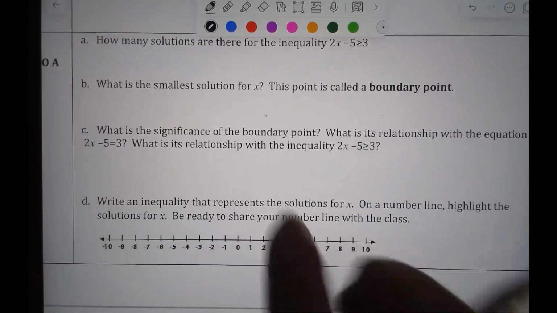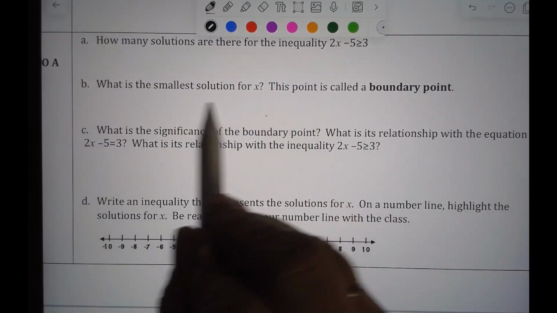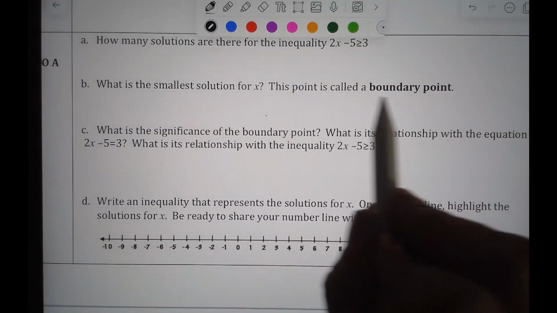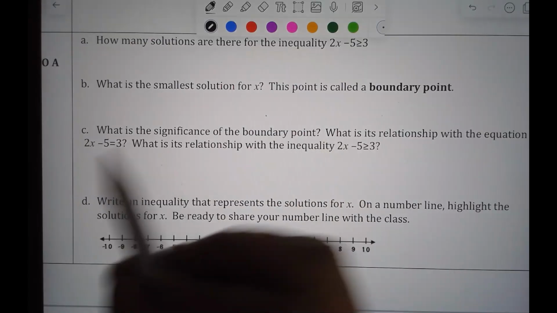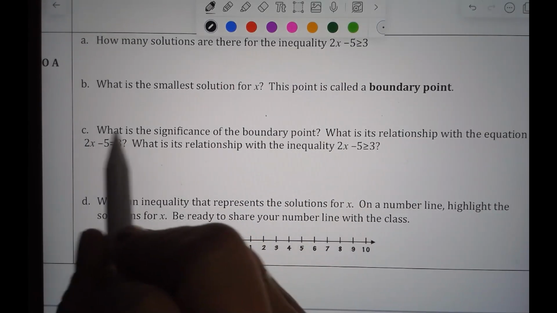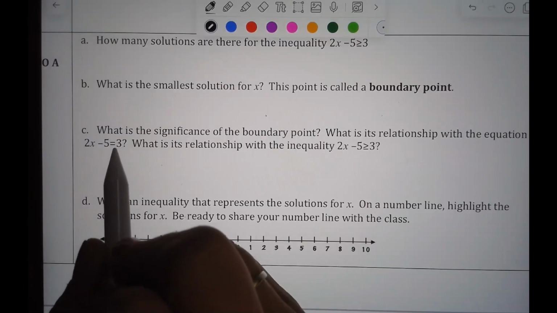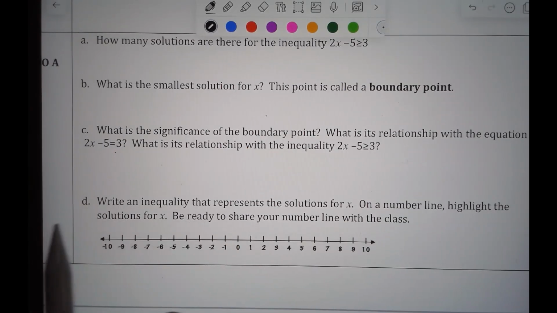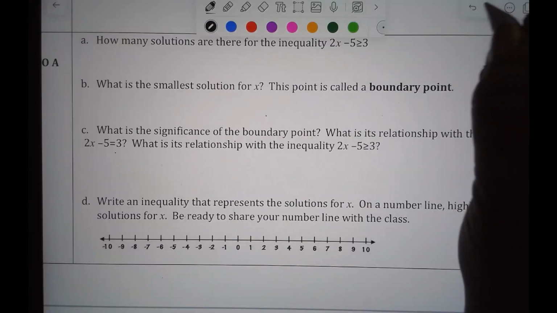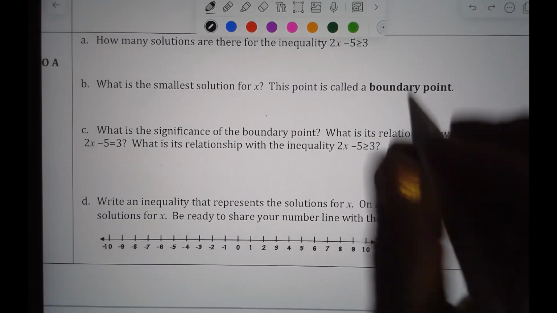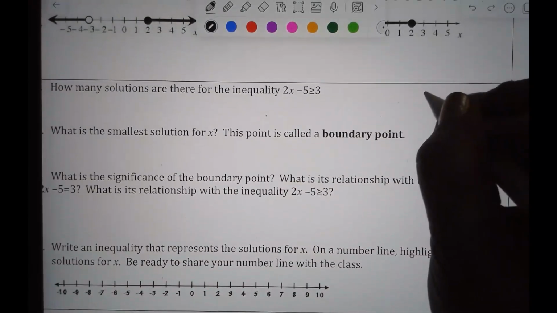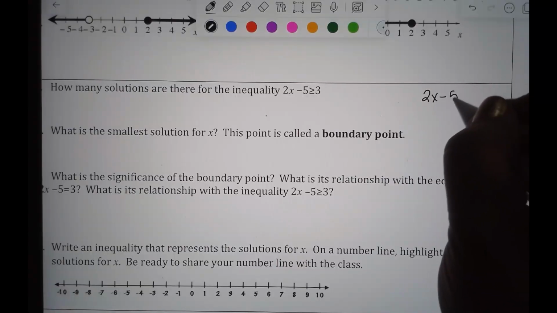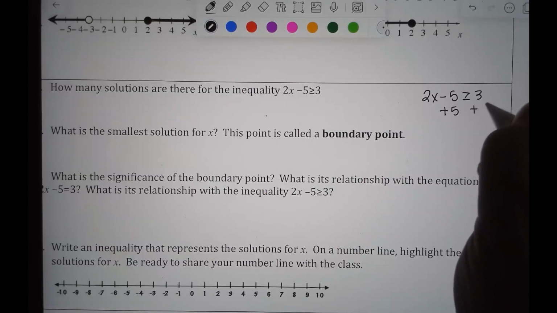What is the smallest solution? The smallest solution, or sometimes the largest, is the boundary point. So we're looking for that boundary point. We do that actually by solving for an equal sign. So we do this just like as if we were going to solve with an equal sign. So we're going to take this and just solve the equation. I'll do it over here to solve our inequality. Remember, we're solving exactly the way we did an equation.